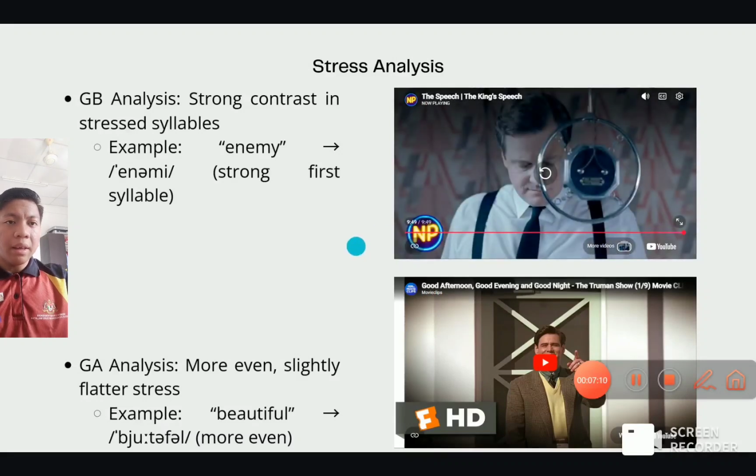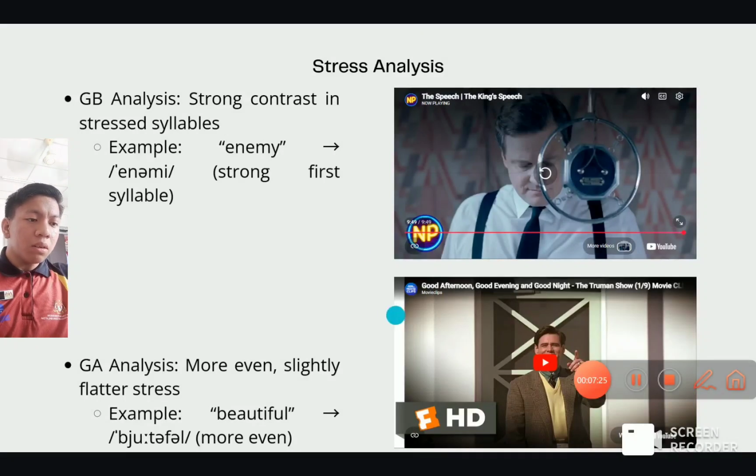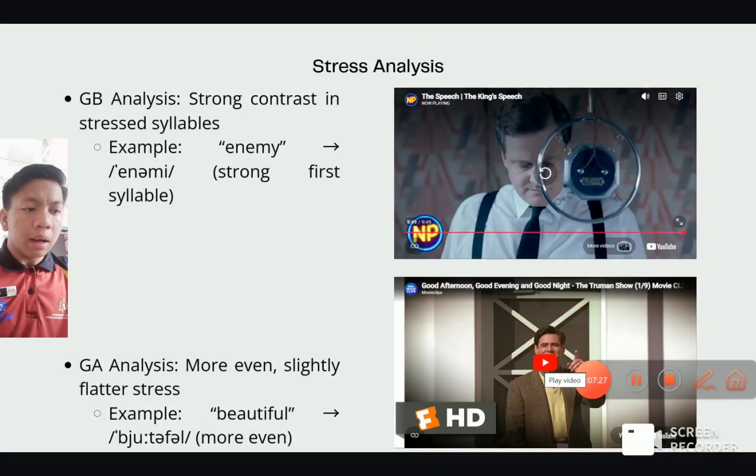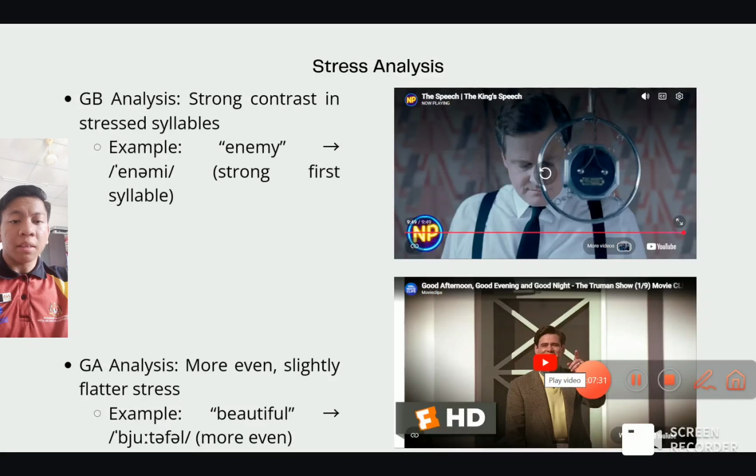As you can see, the General British video has a very strong first syllable, meaning that it has strong stress on the first syllable. And now, moving on to General American, it is more even and has slightly flatter stress.